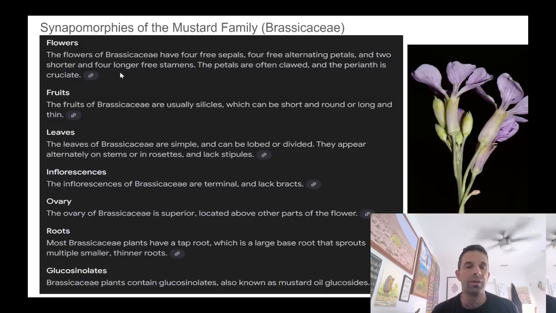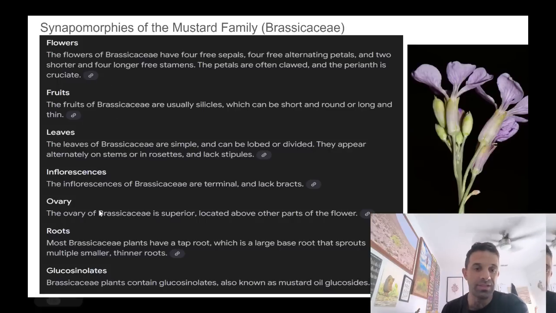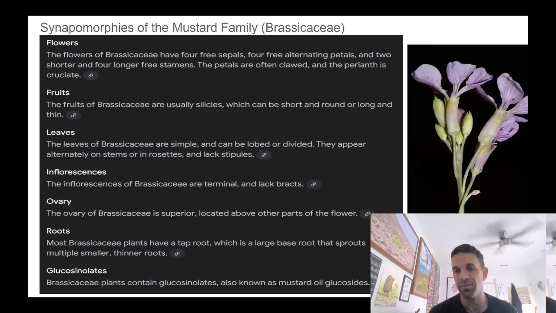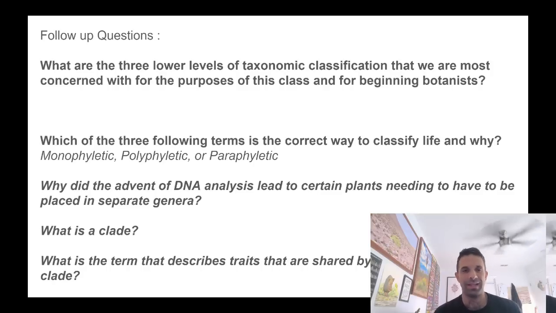Synapomorphies of the mustard family. I literally just went to Google, I typed in Synapomorphies of the mustard family, and AI gave me this. All right, it mentions all the stuff we just talked about. And there's our native West Texas mustard. What was it? Hesperanthus linearifolia, I forget. I've got too many names in there.